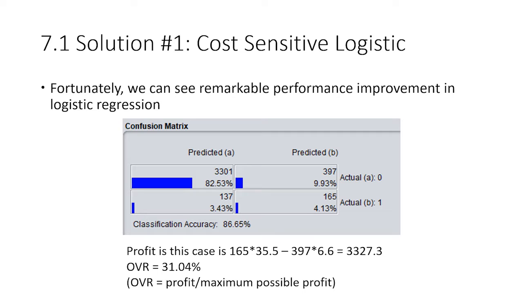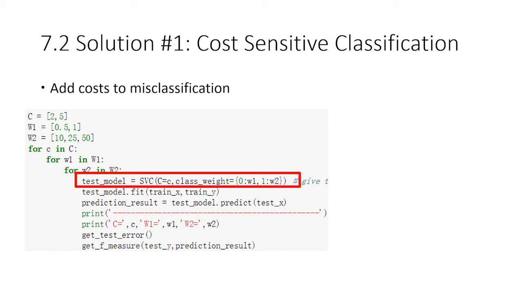We can see there's a remarkable improvement of the model. If you still remember, the original logistic regression only gives around 50 predictions of ones, correct? And this one is giving like 165, so it's like 3 times the amount, which is really good.